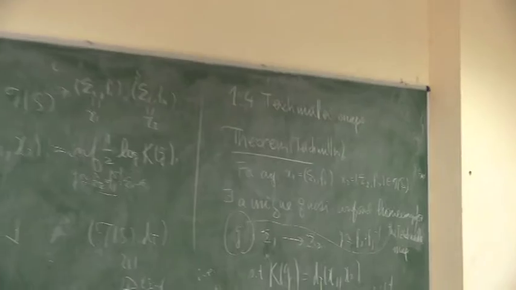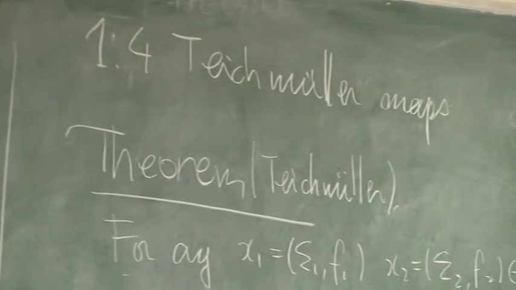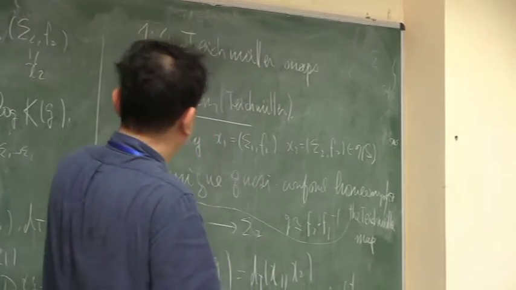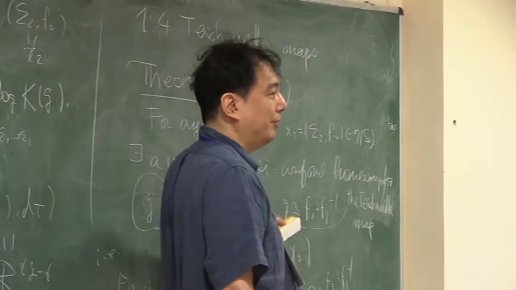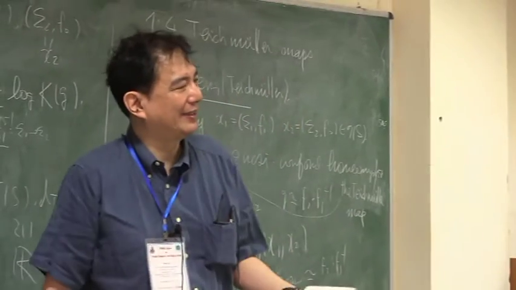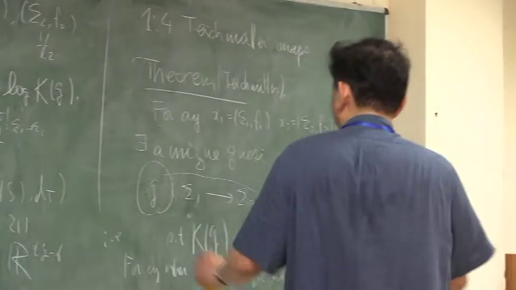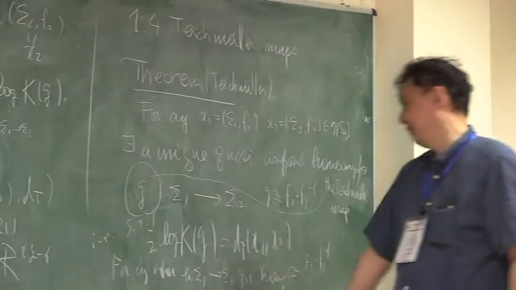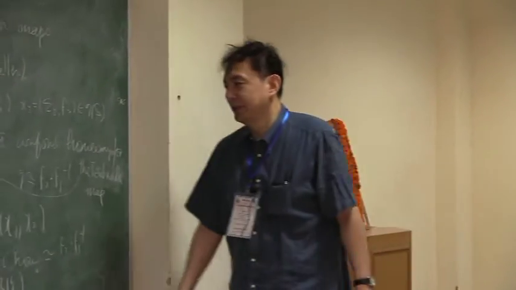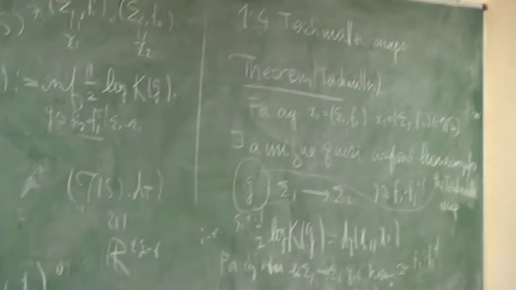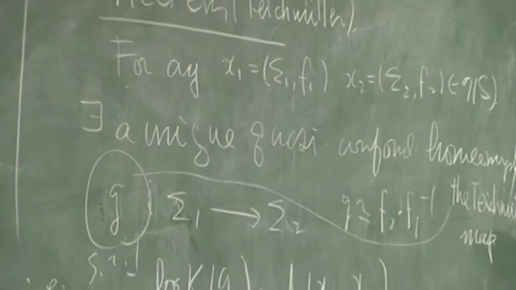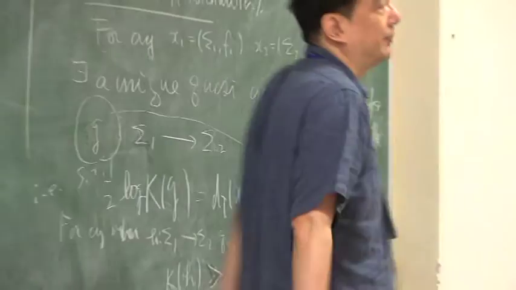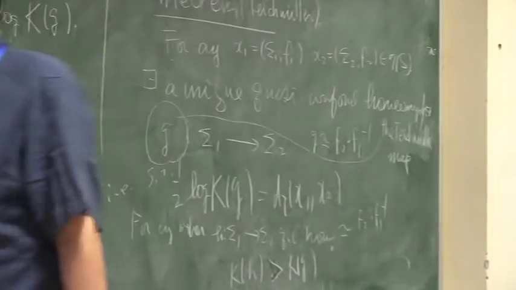Okay, is the definition clear? So there is a unique map. So actually there is a map from sigma 1 to sigma 2, homotopic to that one, whose dilatation, sorry, this should be, okay, because it's a distance, obtains the best value, so the infimum of the maximal dilatation.